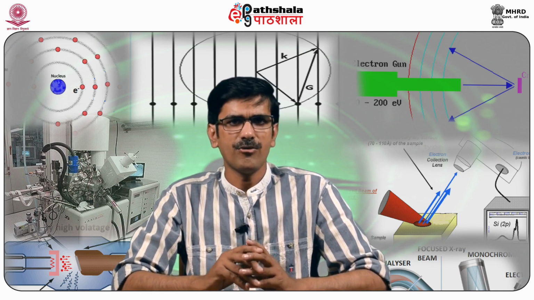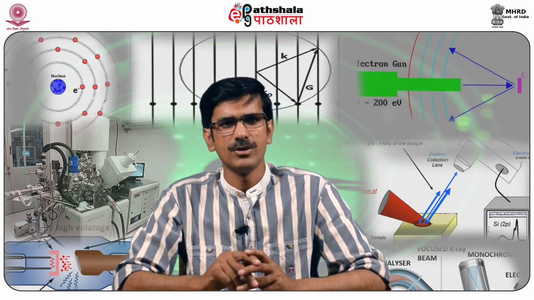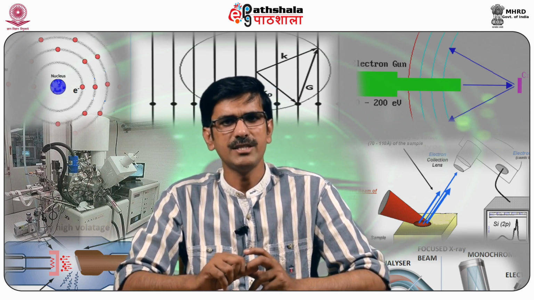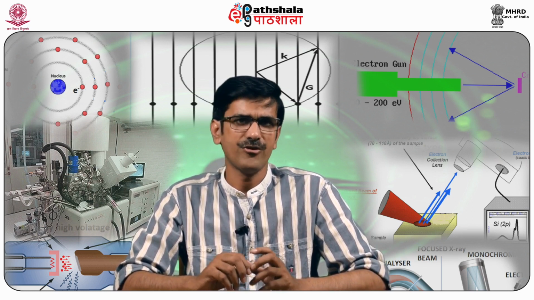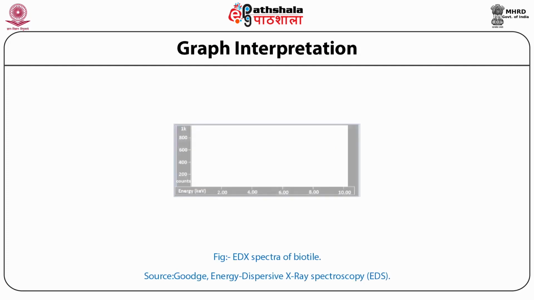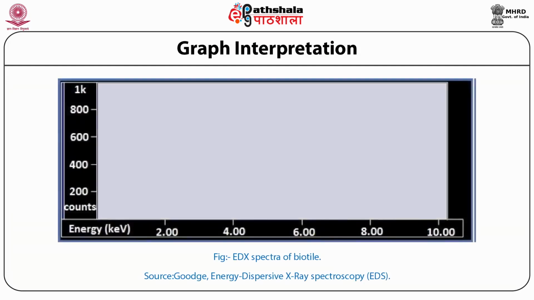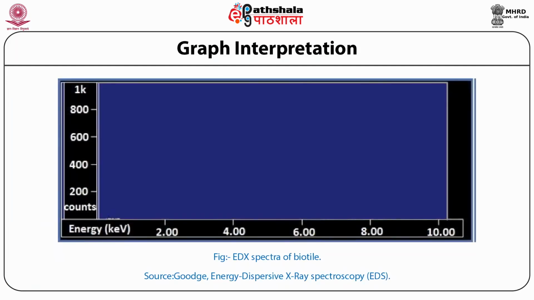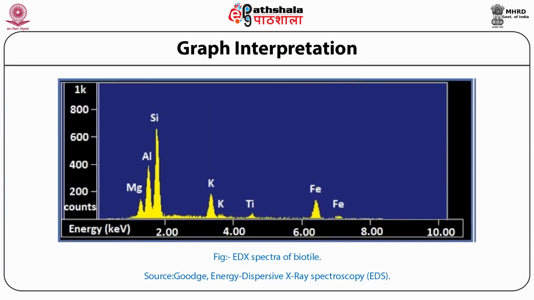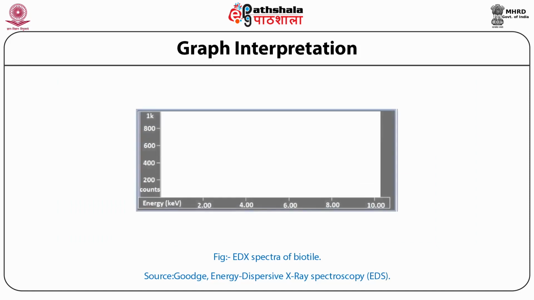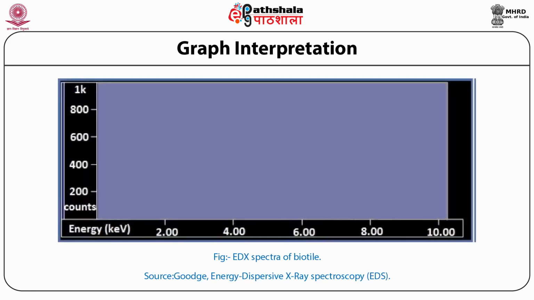The EDAX spectrum of biotile is shown above. Students, you can easily see the different peaks of different elements. This is a typical picture of EDAX spectra. This is a case study of biotile. Students, in this you can clearly see the different elements that are present. The graph is plotted in counts versus energy in electron volts. The various elements seen are magnesium, aluminum, silicon, potassium, titanium, iron, etc.